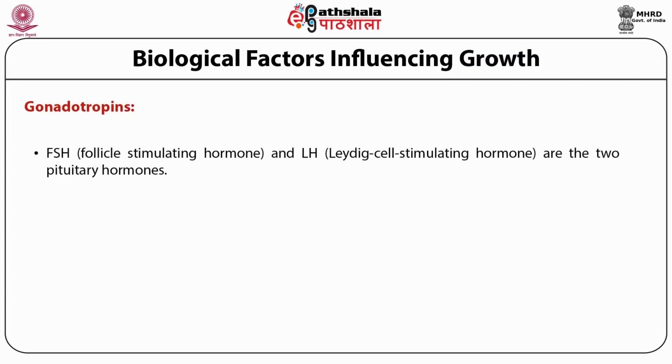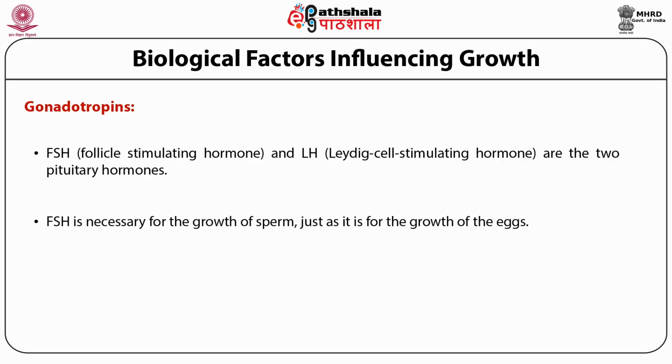Gonadotrophins. FSH, which is follicle stimulating hormone, and LH, that is Leydig cell stimulating hormone, are the two pituitary hormones. Both are secreted at a low level in childhood and increase sharply at puberty. FSH in males causes growth of the seminiferous tubules, the sperm producing parts of the testes. FSH is necessary for the growth of sperm just as it is for the growth of eggs. On the other hand, in females, LH interacts with FSH to control the menstrual cycle.